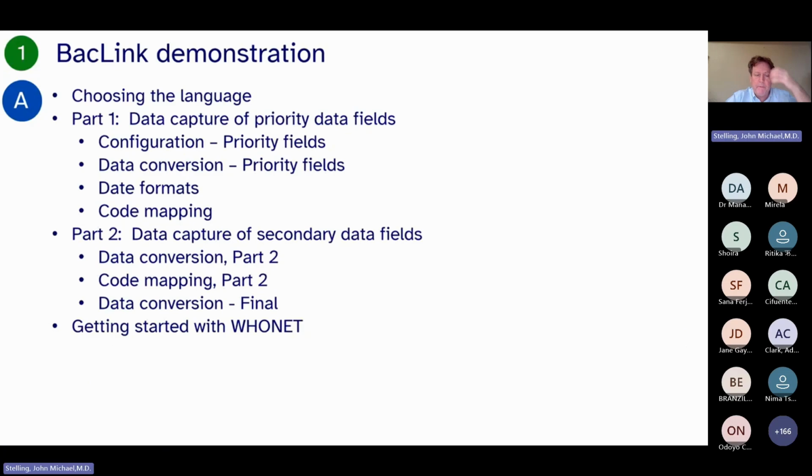So now I'm going to do a backlink demonstration after going through questions and answers. Number one, you choose the language. Then I'll go through the basic backlink configuration, capture the priority data fields. What do I mean by priority data fields? Organism, identification number, date, time, antibiotic, not time, but date, antibiotic results, etc. And then convert data. So you'll have a basic WHONET file that is ready for analysis.